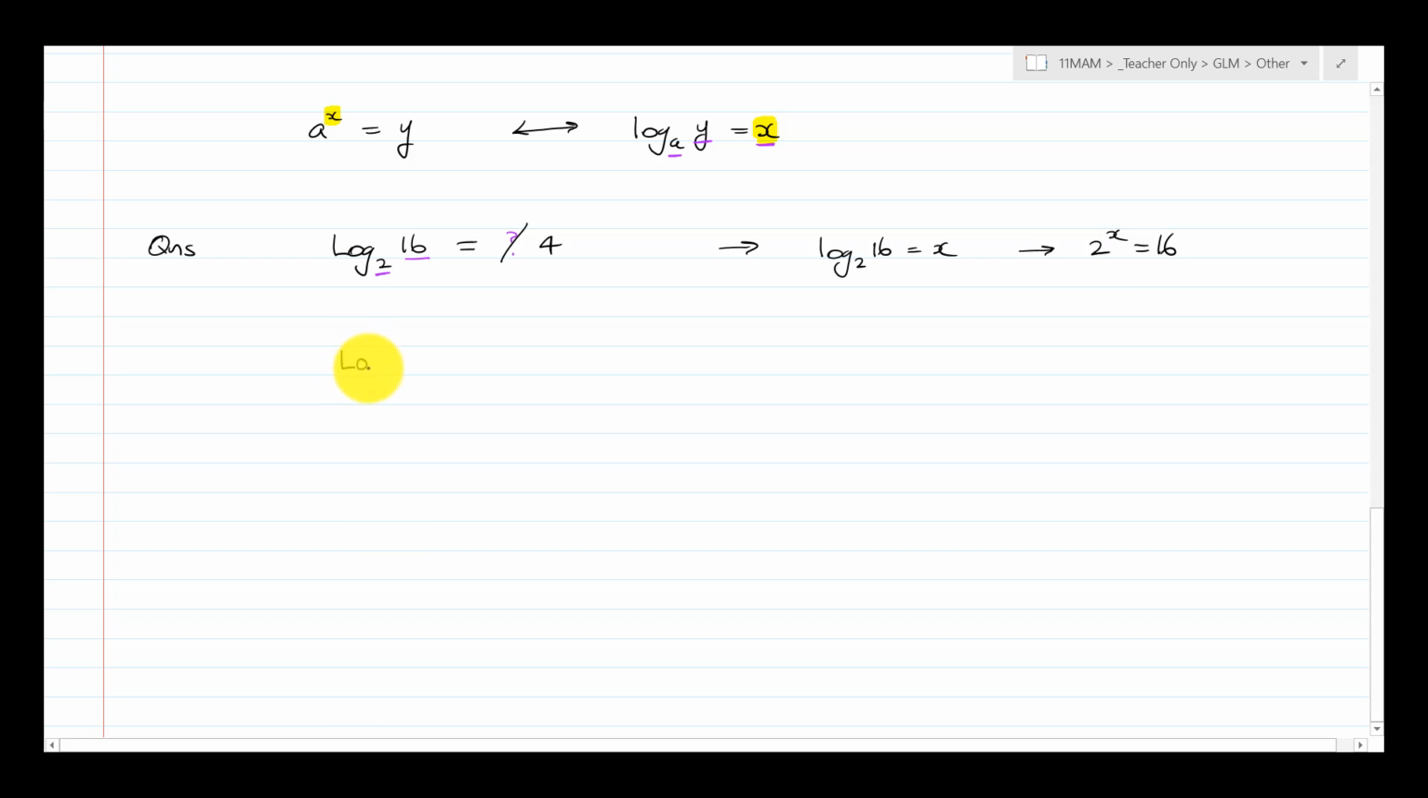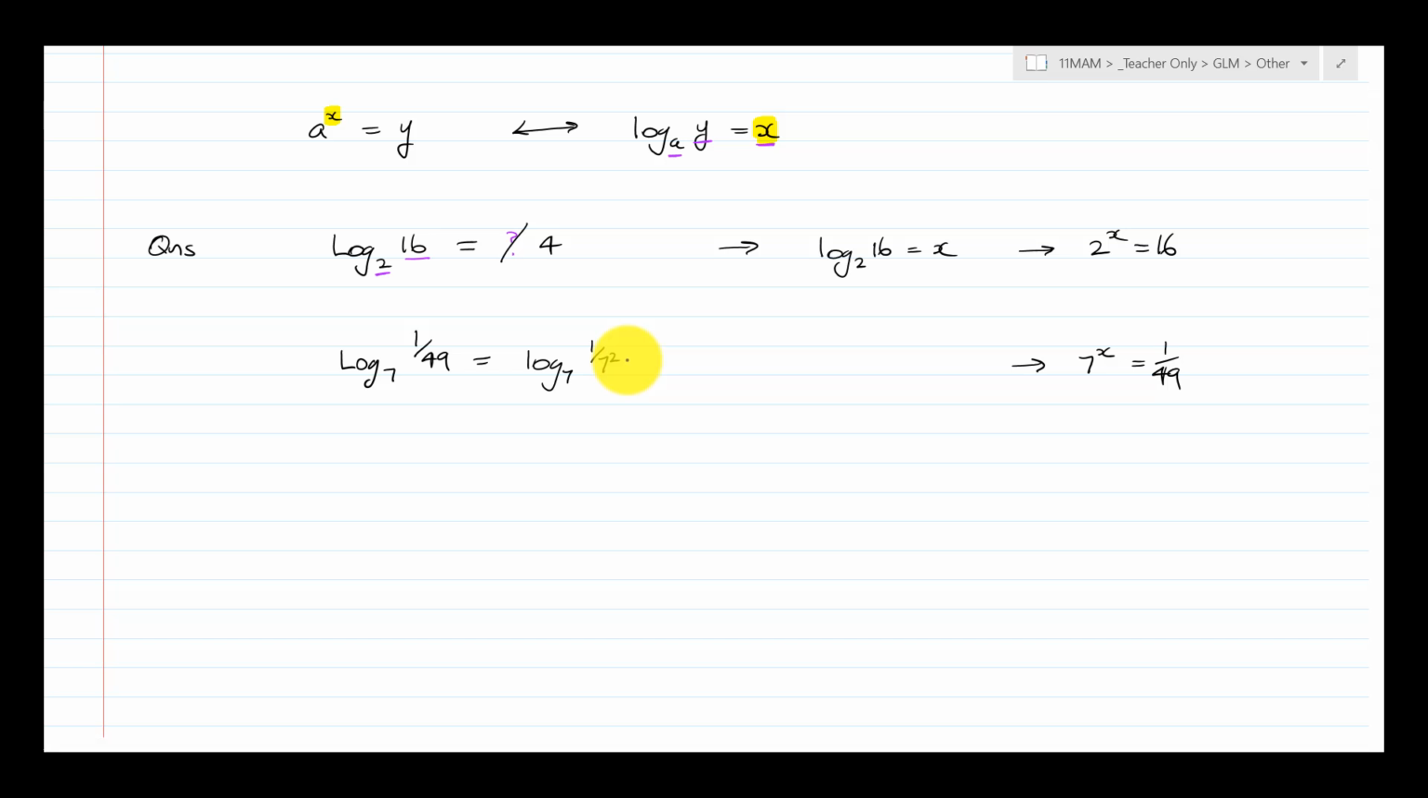Here's another one, log base 7 of 1 over 49. So again, this is now 7 to the power of what is equal to 1 over 49. That's what the question's asking. Rearranged into exponential form, 7 to the power of x equals 1 over 49. The easiest way to do this is probably to rearrange a little bit. So that 1 over 49 is 1 over 7 squared.